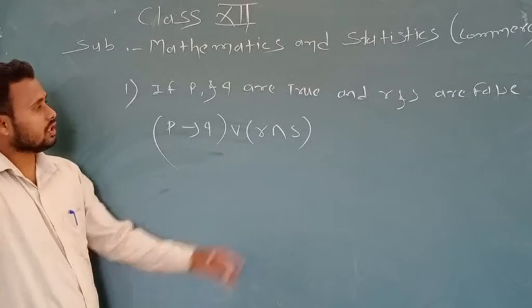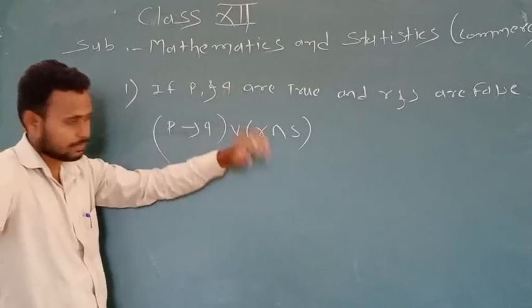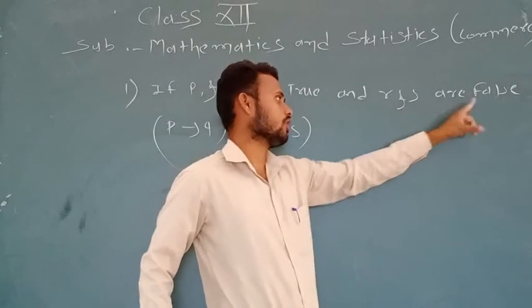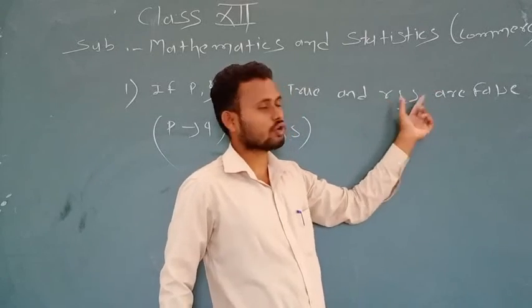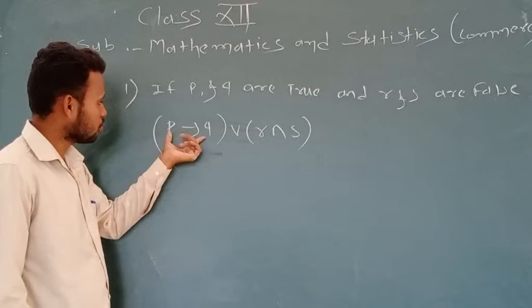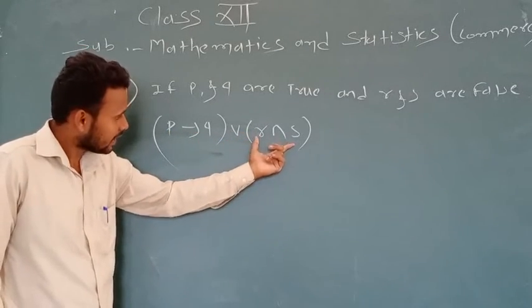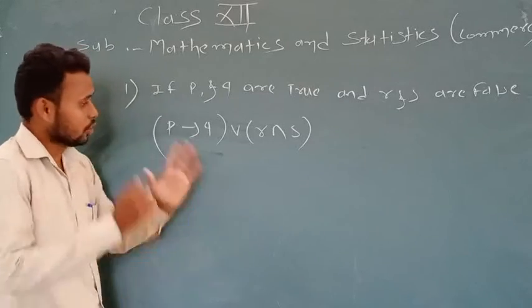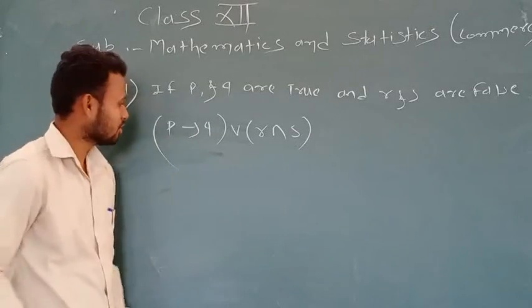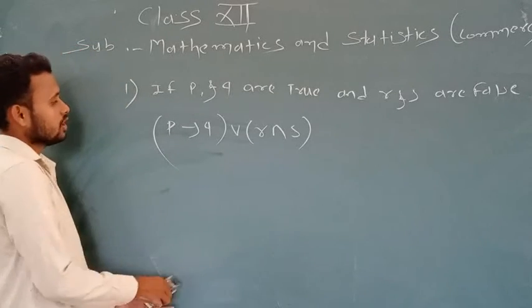Now, solution here. P and Q are true, therefore the truth value of P and Q is T. Similarly, R and S are false, therefore the truth value of R and S is F. Therefore, P and Q its value we will substitute here T, and R and S its value we will substitute here F. And then we can use the truth table for logical connectives, and then we get the required truth value of that statement.